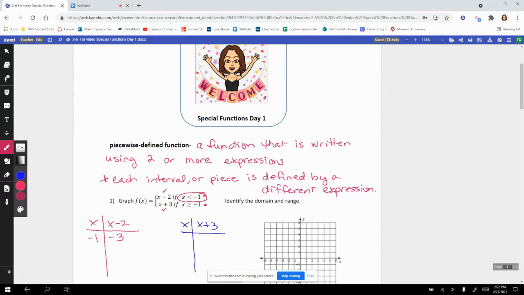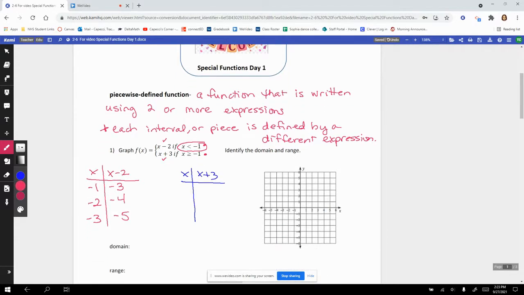Then I'm going to go with another value that is less than negative 1. So I'm going to go with negative 2 next. Negative 2 minus 2 gives me negative 4. And I'll pick another value, which is negative 3, and I end up with negative 5. Okay, so now when we graph this, negative 1, negative 3 is going to be right here, but it's going to be an open circle since that inequality is less than, not less than or equal to.